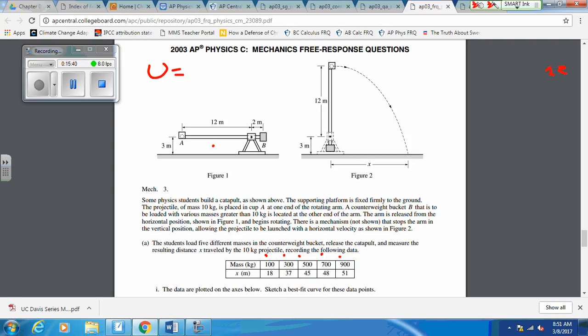U equals? Absolutely. And now we just need to fill in the details.